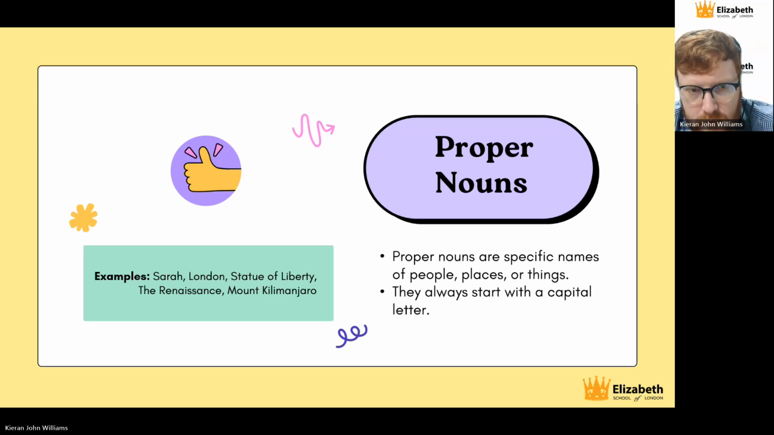Any kind of personal name, so for like me, Kieran, that is a capital letter. Elizabeth School of London, this is the name of a specific institution, so it gets a capital letter as well.